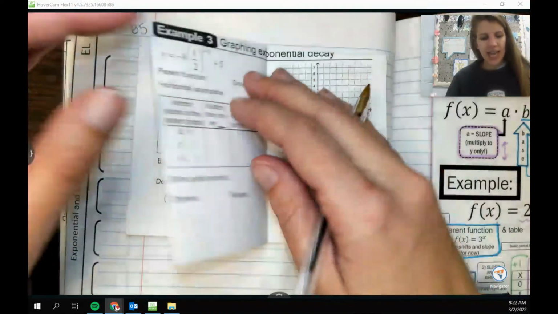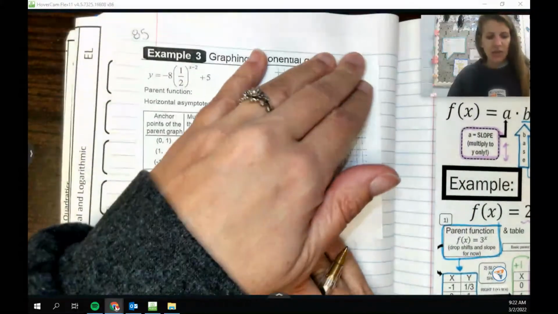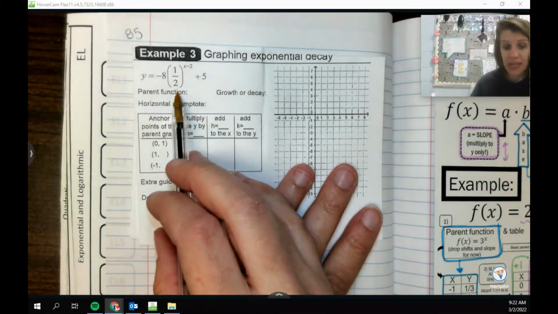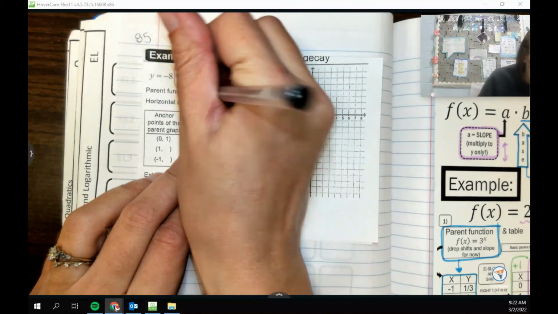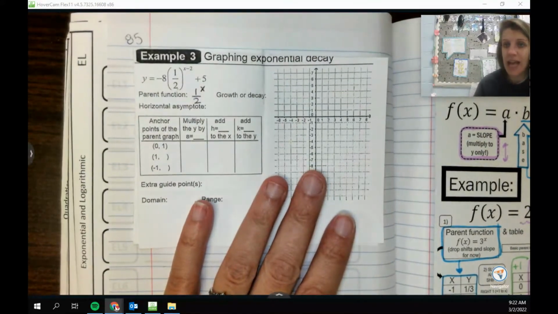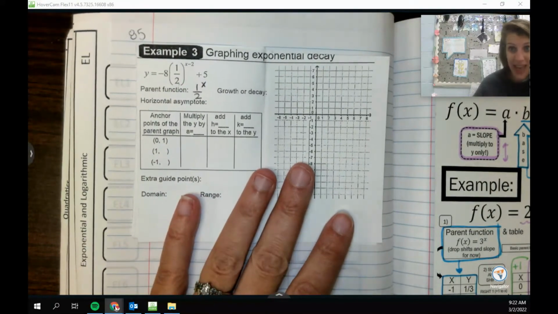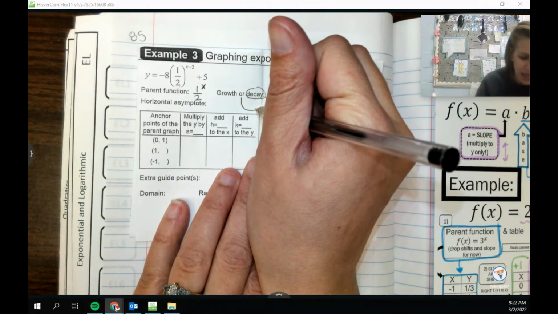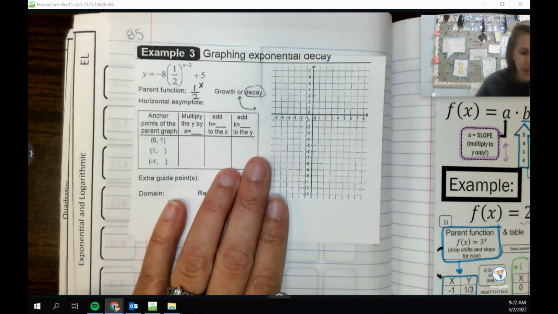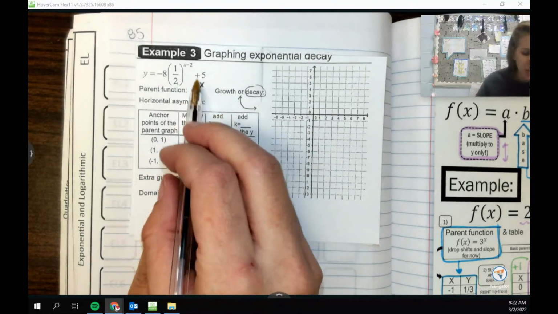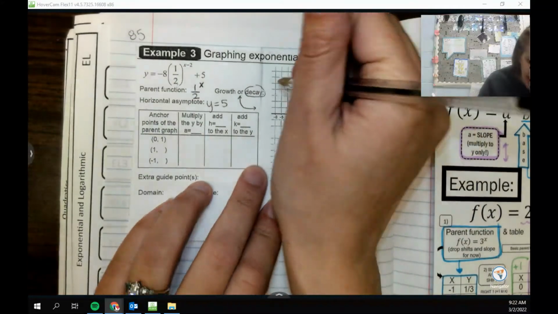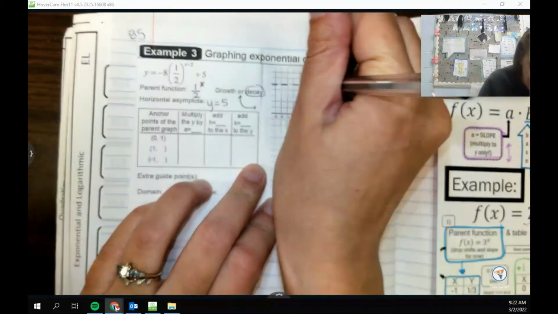Okay, let's try decay. So looking at example 3 here, I can see that my base is half. So we're going to start with our parent function of half to the x. And because it's half, that tells me that it's decay, which means we're going to look like this. I also noticed that we have some vertical shift over here, so that means my horizontal asymptote is at 5, and I can add that as a really nice guide point, or guide line.